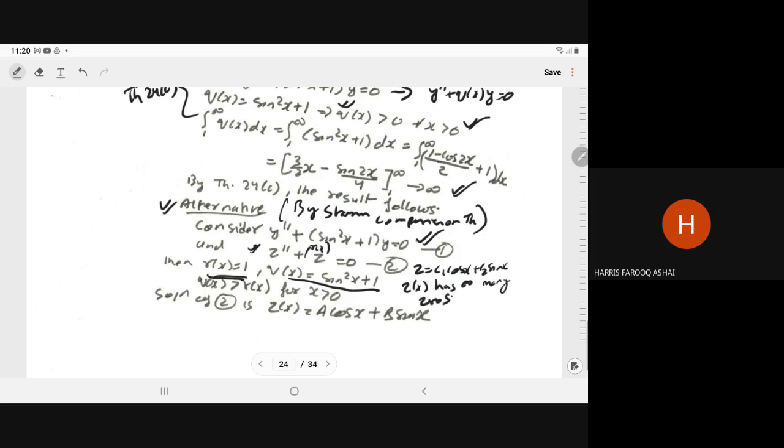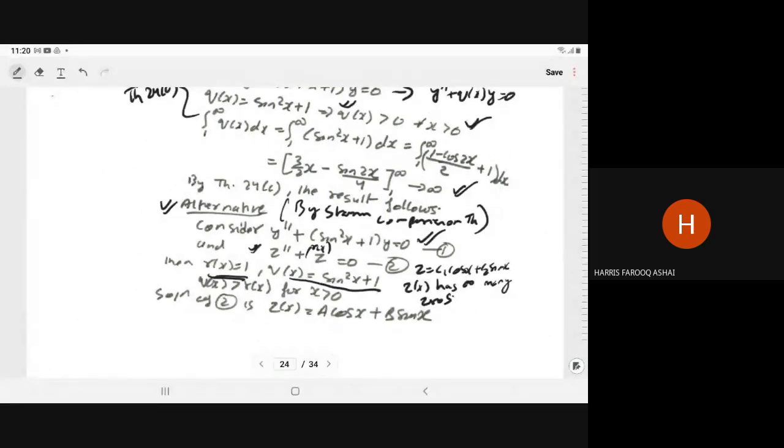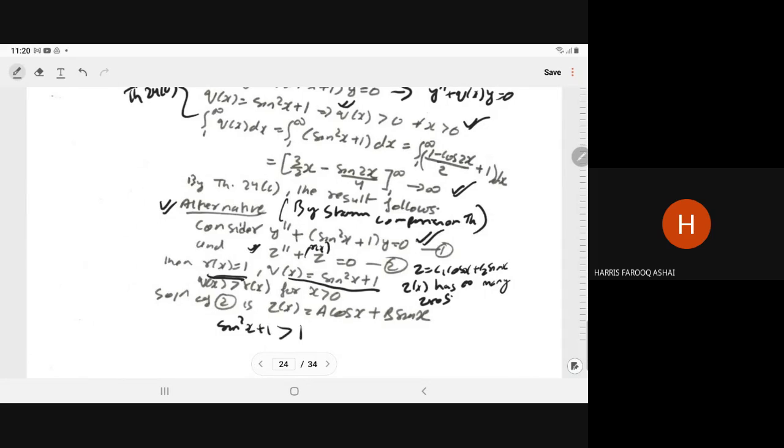Here we have q(x) greater than r(x). Why? We have sine square x plus 1 greater than 1, and it is greater than 0. So here we have q(x) greater than r(x) for x greater than 0, because at sine 0 we have 0, so at that point we have 1 equal to 1. But for all other x we have sine square x plus 1 greater than 1. So ultimately we have q(x) greater than r(x) greater than 0.